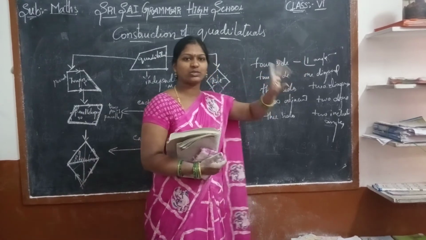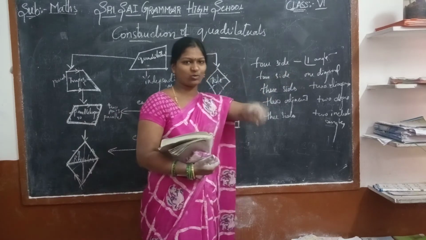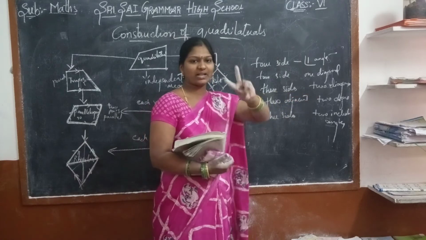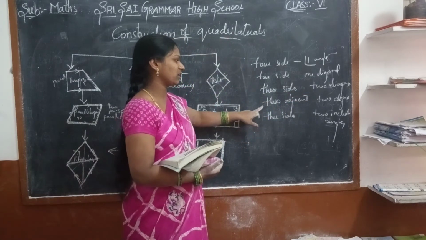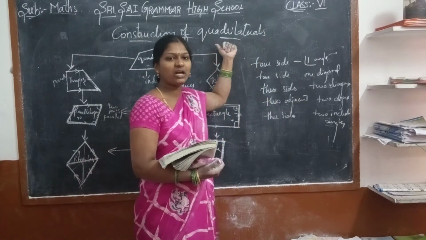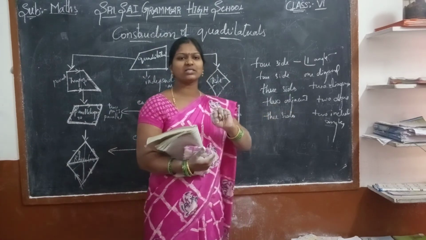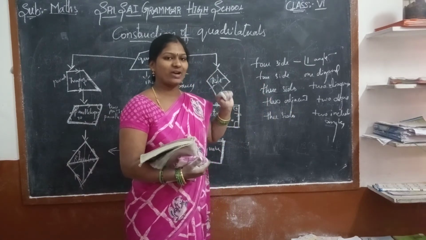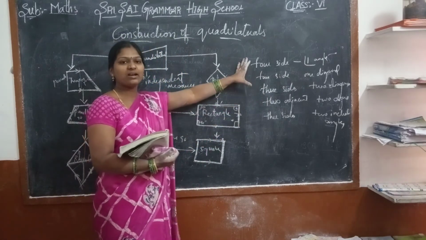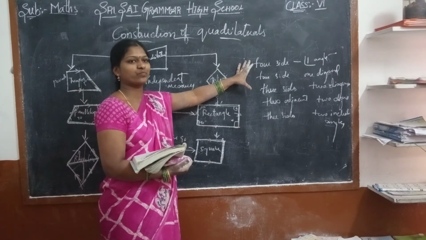If they give one angle also, we can construct the quadrilateral. If they give the four sides and one diagonal also, we can construct the quadrilateral. If they give the three sides and two diagonals also, we can construct the quadrilateral. If they give the two adjacent sides and also two diagonals, we can construct the quadrilateral. If they give the three sides and the two angles also, we can construct the quadrilateral. Okay? These are the ways of how to construct a quadrilateral.